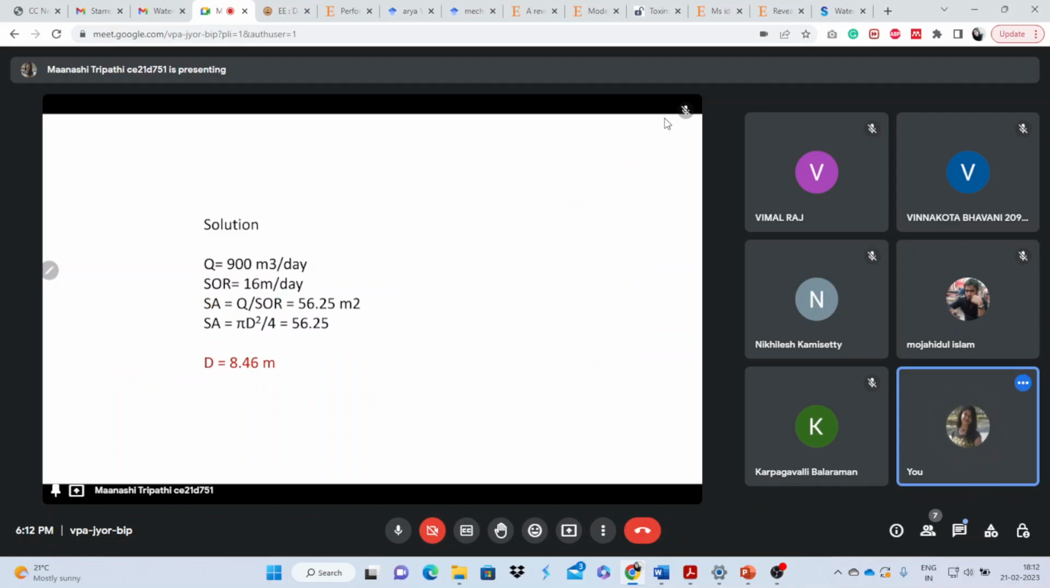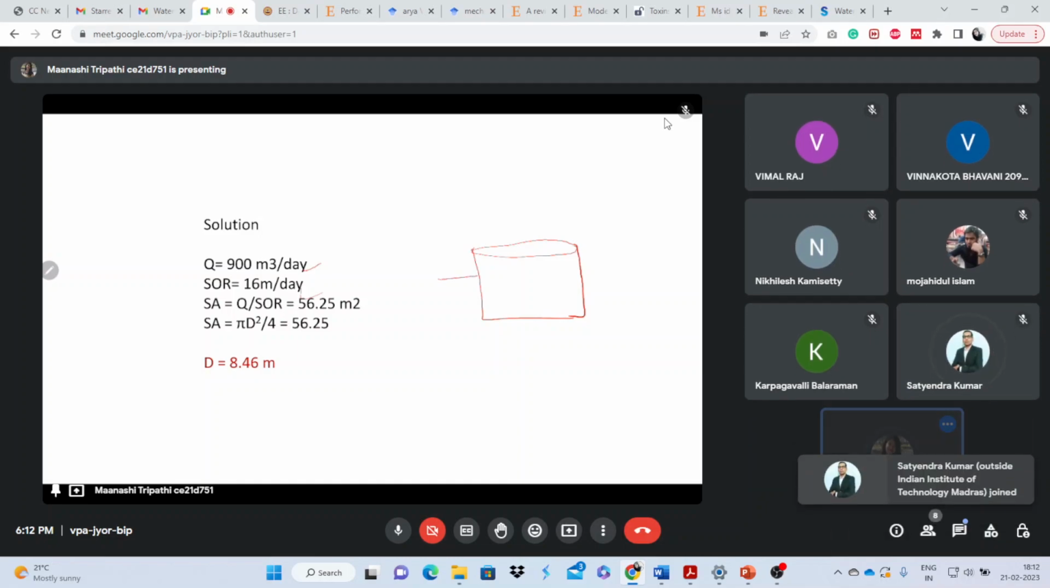Very small answer. Q is given, SOR is given. So what will be the surface area? So this is your tank. It's a circular sedimentation tank. So Q is coming. And what is SOR? SOR will be this velocity. How the particles are moving down, meaning settling velocity. So when Q is divided by SOR, what will we get? We will get the top surface area.